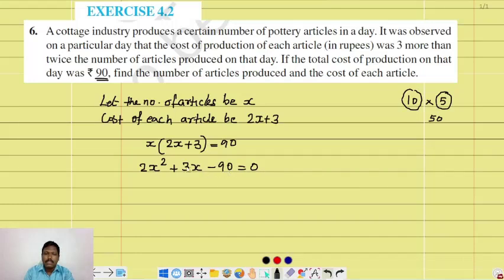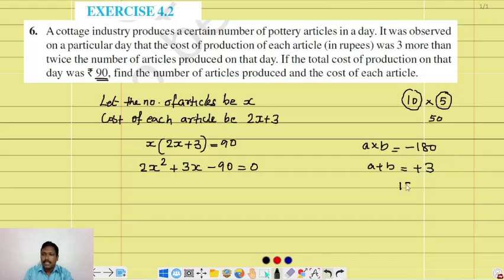Okay, now we got a quadratic equation here, so let us do it. Product is equal to a into b. What is a into b? A into b is equal to 2 into 90, that is minus 180. And a plus b is equal to plus 3. So you have to think of two numbers. Product should be minus 180 and sum is 3. One will be positive and one will be negative anyway. The difference is this one.